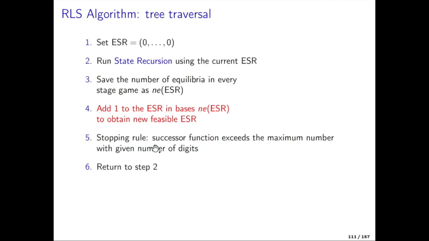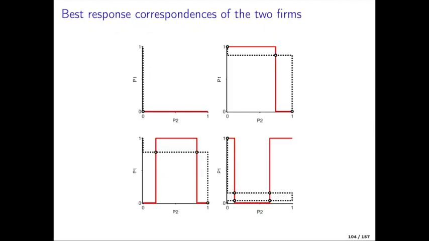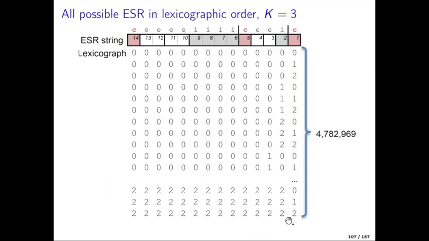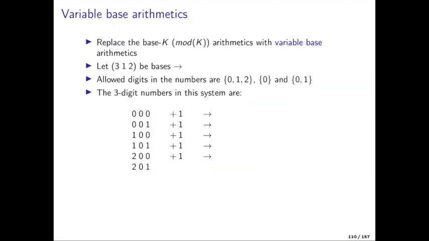Okay, so the stopping rule here is that the successor function, adding 1, exceeds the maximum number in the number system given the number of digits. So you stop if that's the case. If you run out of digits, that means you have done a complete full enumeration. If you go back here, that corresponds to going through all the digits in the partial order. Of course, not in this number system, but in the number system with variable bases equal to the number of equilibria at each stage game.